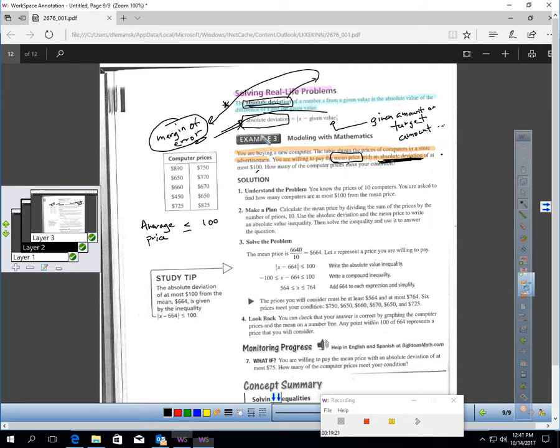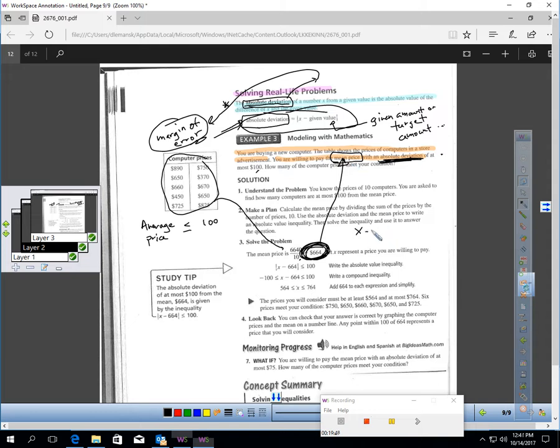So I'm going to have to use this little thing here. First of all, let's get the average price. If I add all these numbers up, and there are 10 of them, I get 6,640. If I divide by 10, that's $664. That's my target price. That's what I want to pay. I want to pay the mean price. So that's my target amount.